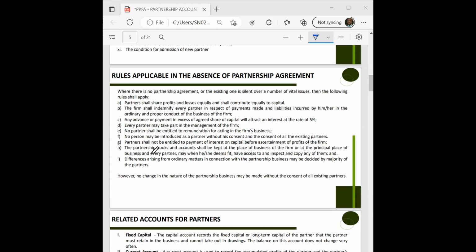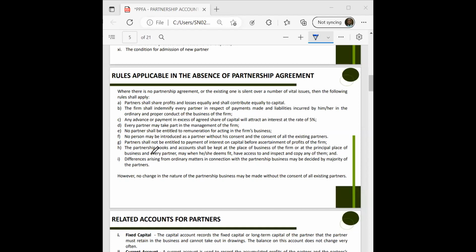Any advance or payment in excess of the agreed share of capital will attract interest at the rate of 5%. Every partner may take part in the management of the firm.